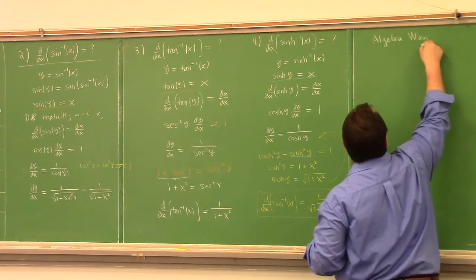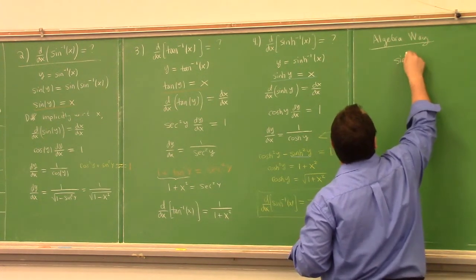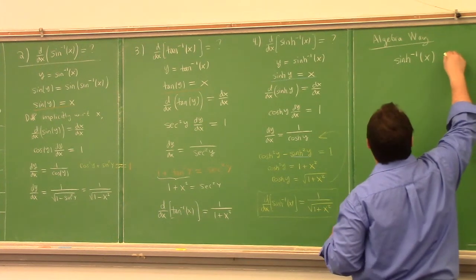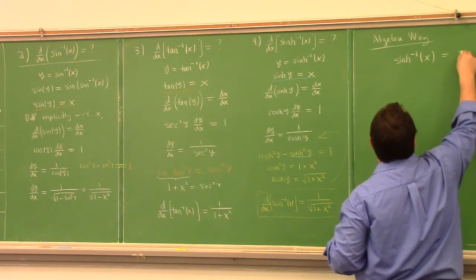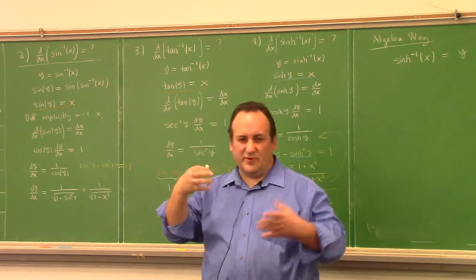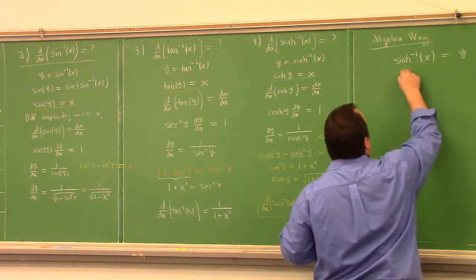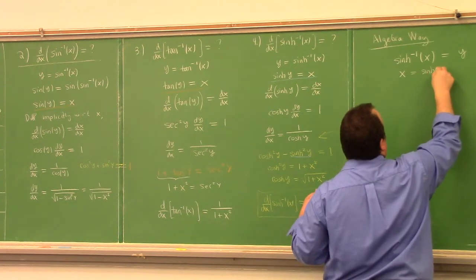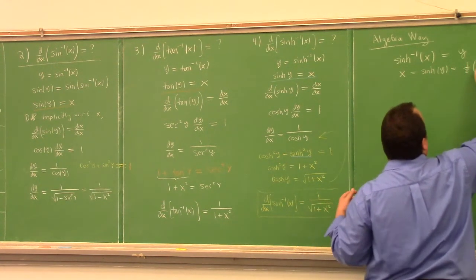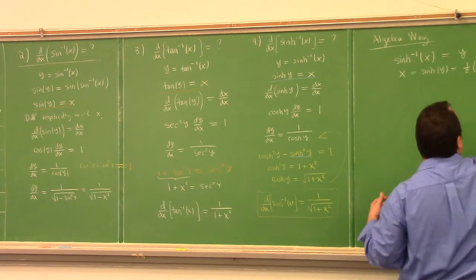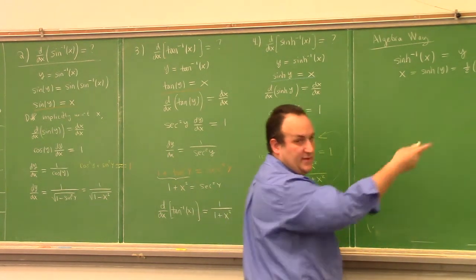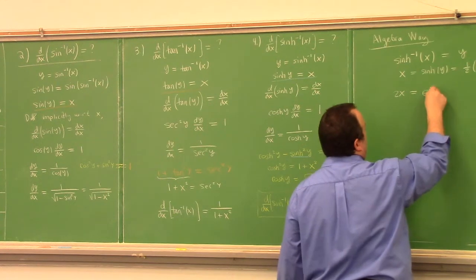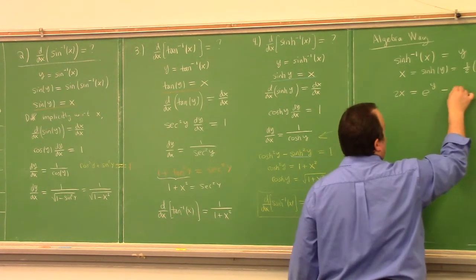The algebra way. It's good for you guys to see this, but it is challenging. So inverse sinh of x equals y. I'm going to go down pretty much the same set of steps, but not the calculus part. So x is equal to sinh y, right? And then that is 1/2 (e to the y minus e to the minus y). I multiply by 2. So what that gives me is 2x is equal to e to the y minus e to the minus y.